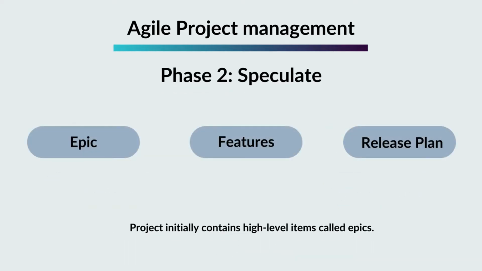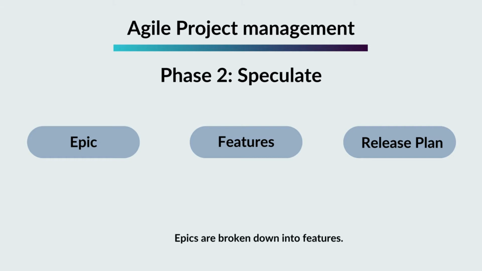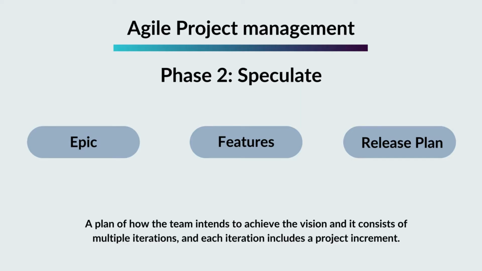Phase 2, speculate. Epic. The project initially contains high-level items called epics. Features. Epics are broken down into features. Release plan. A plan of how the team intends to achieve the vision, and it consists of multiple iterations, and each iteration includes a project increment.